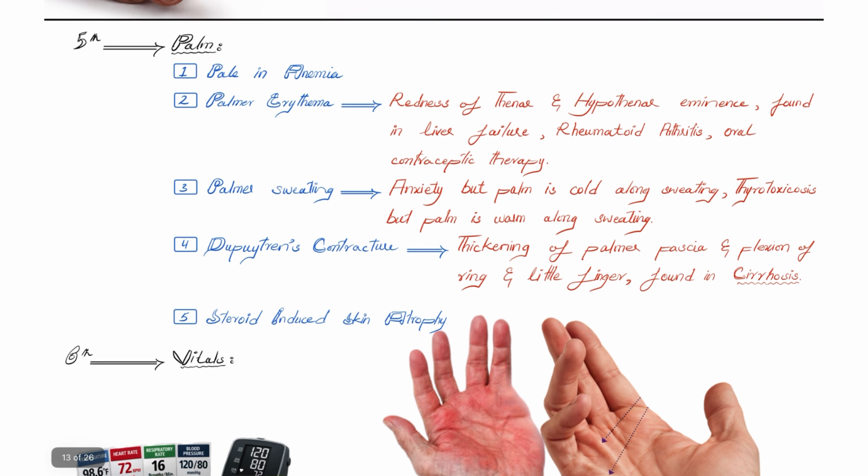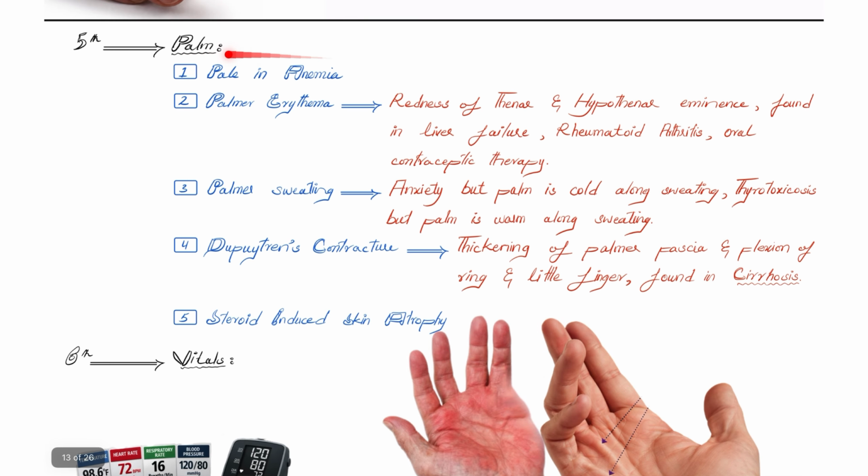First, look at the palm for paleness. It can be because of anemia, or palmar erythema, which is redness of the thenar or hypothenar eminence and found in liver failure, rheumatoid arthritis, or oral contraceptive therapy. Palmar sweating: if palmar sweating is because of anxiety, then the palm is cold. If palmar sweating is because of thyrotoxicosis, meaning severe uncontrolled hyperthyroidism, then along with sweating, the palm is warm.